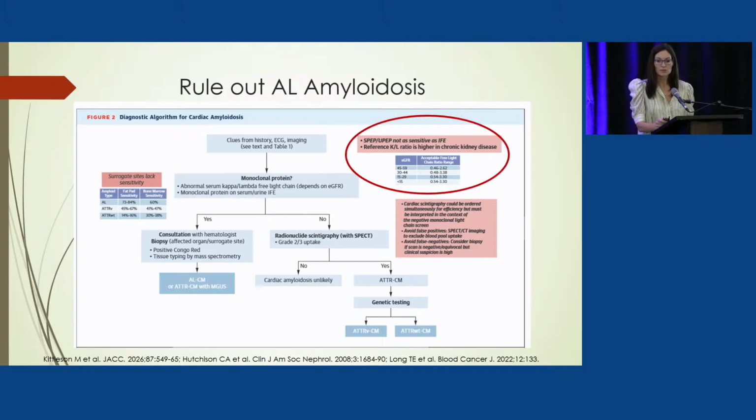And I just want to draw your attention here to the right-hand side. In patients who have chronic kidney disease or renal dysfunction, there are reference ranges proposed for the free light chain ratio, which are a little different to the normal free light chain ratio. This is because kappa and lambda light chains are filtered by the glomeruli, and as renal function worsens, these kappa and lambda light chains are filtered differently.